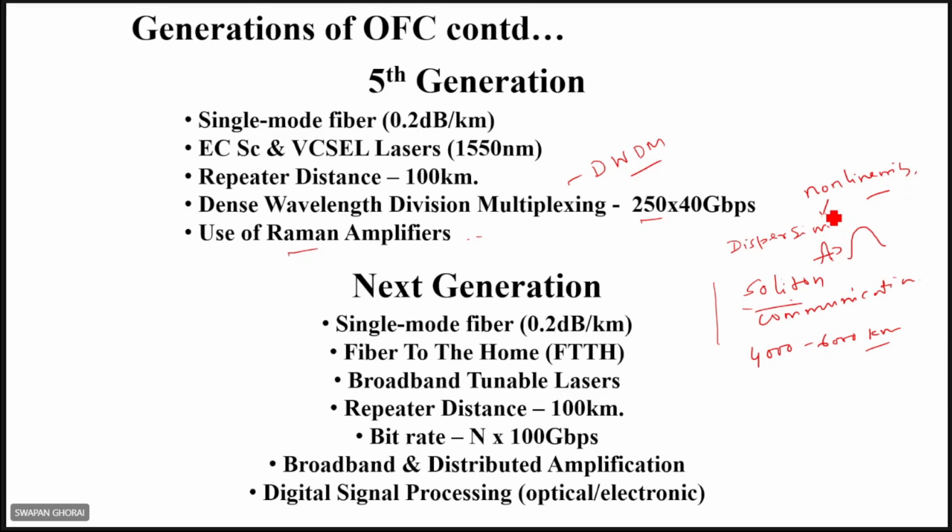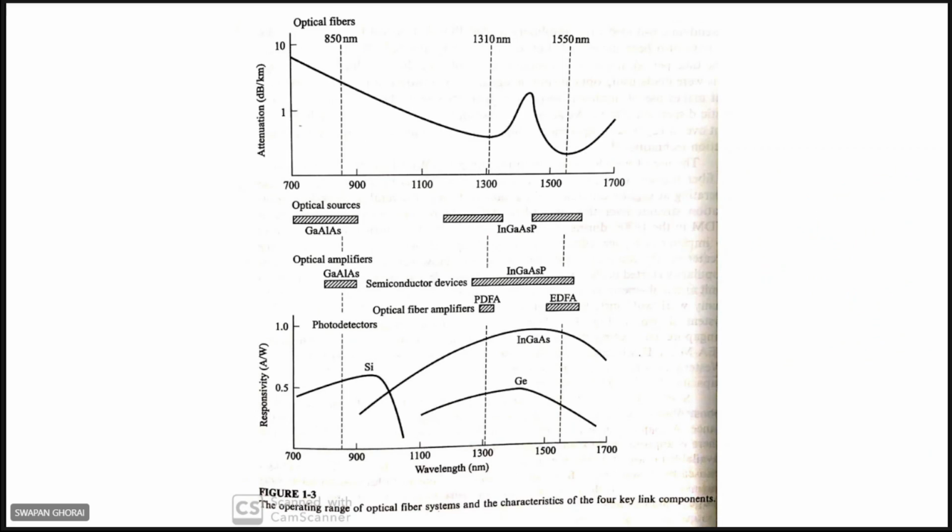So if these two are compensated within the optical fiber, then a soliton can be developed. And if a soliton is developed, that will be an almost repeaterless transmission system. It will be 100 times better than the present communication systems, right? So there are different generations of optical fiber systems. These are the same things I mentioned: different generations, different wavelengths, and different sources.